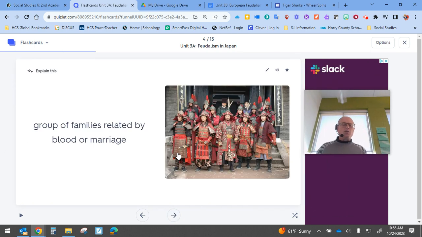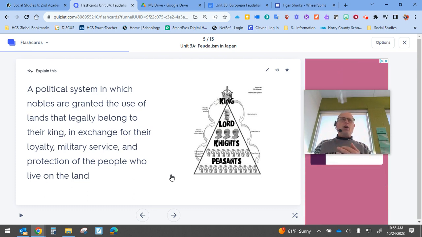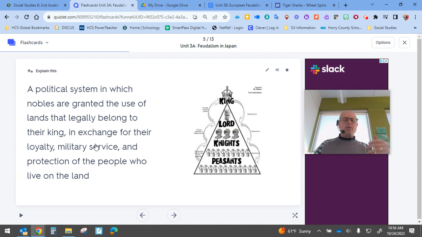Clan. Clan is your family members by blood or marriage. And so original Japan was ruled by clans or by families. Feudalism. By the Middle Ages, Japan had become very chaotic, very dangerous, lots of warlords fighting, civil wars. So they developed a feudal system where people granted land in return for military protection, called feudalism.